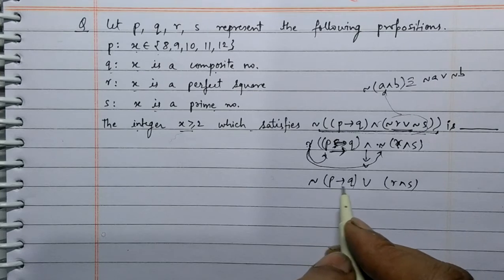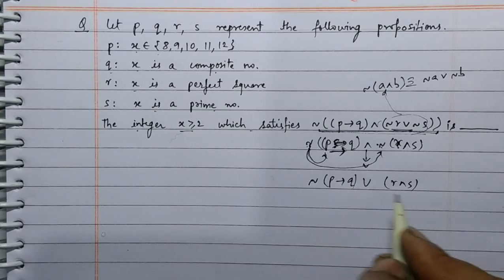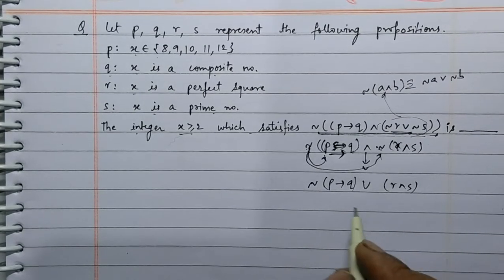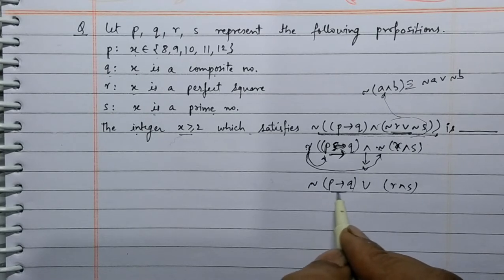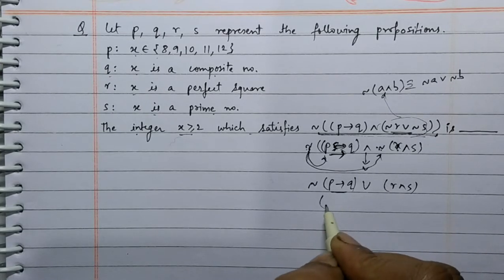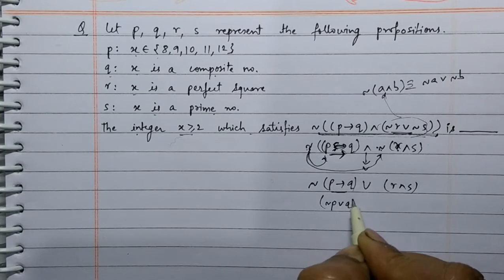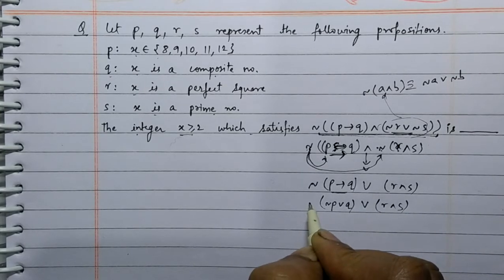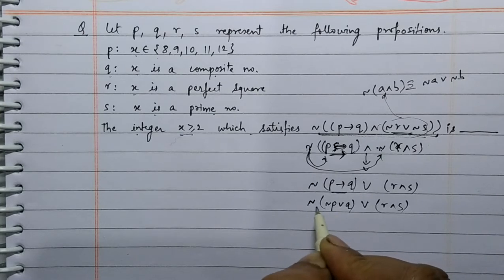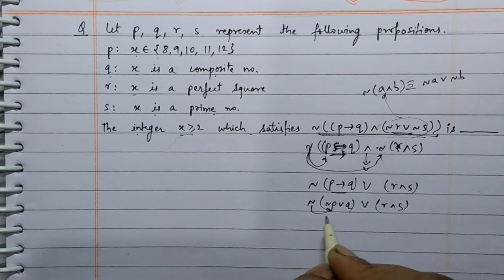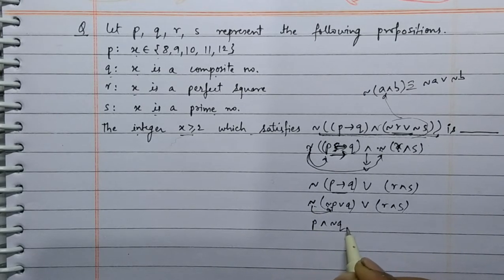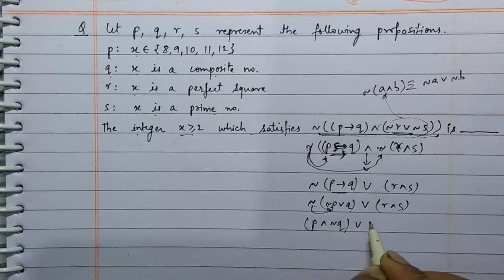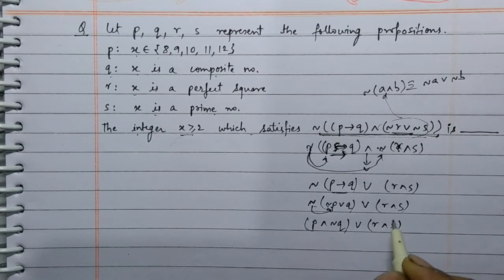Now what we can do, break this formula also. P imply Q is not P or Q. Or R and S. Not here, we will write. Again apply De Morgan's here. The two nots before P will cancel each other, and not Q or R and S.